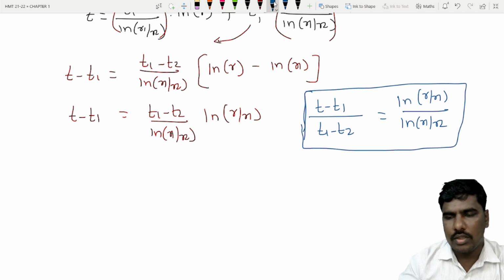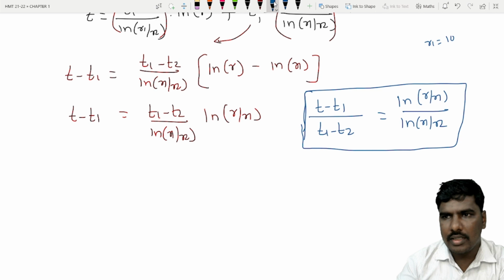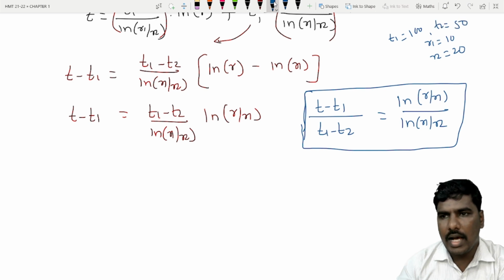By using this equation, we can find the temperature at any location. Suppose that the inside radius is given as 10 centimeter, the outside radius is 20 centimeter, the inside temperature is 100, and the outside temperature is 50, and it is asked to find the temperature at 15 centimeter.